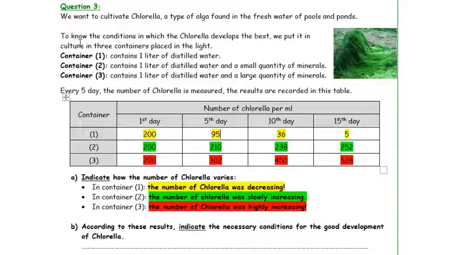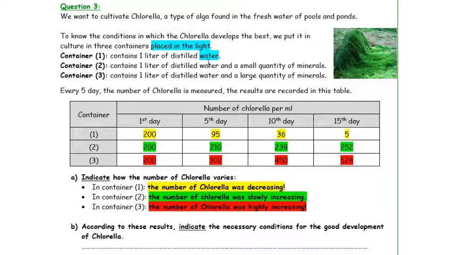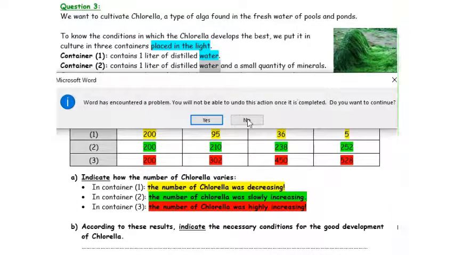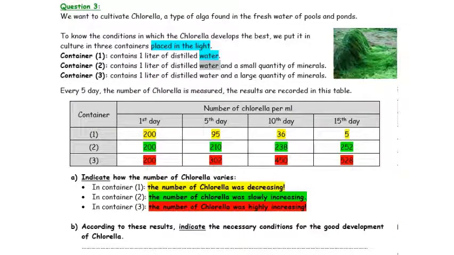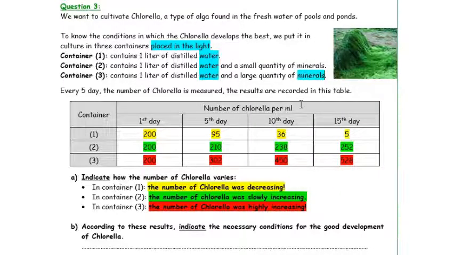Excellent. So let's review. What did we give the chlorella? We placed them in the sun, right? We gave all of them water, and we gave them minerals. And we noticed that a good amount of minerals will help increase and develop the growth of chlorella.